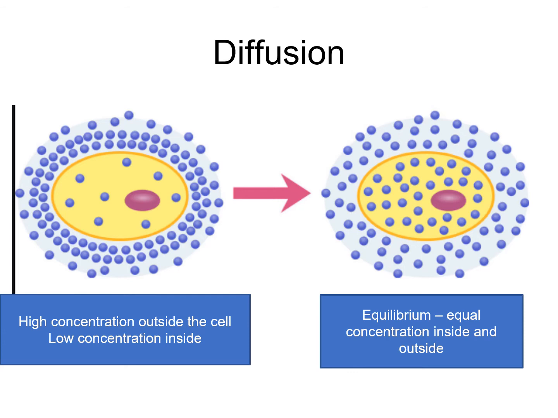So in our diagram, the cell on the left, the cell is obviously the yellow part, has got a low concentration of our blue molecules compared to the fluid outside of the cell where there's a very high concentration. And on the right, you can see that over time the particles move from the high concentration outside the cell to the low concentration inside the cell until we reach an equal concentration, and we call that equilibrium.